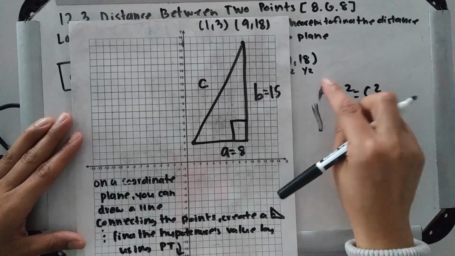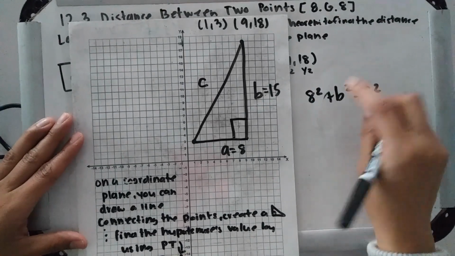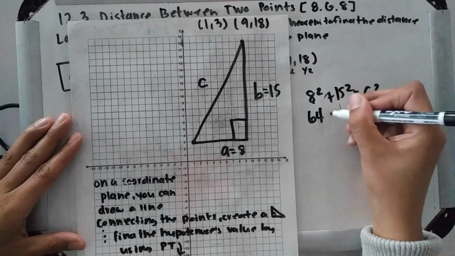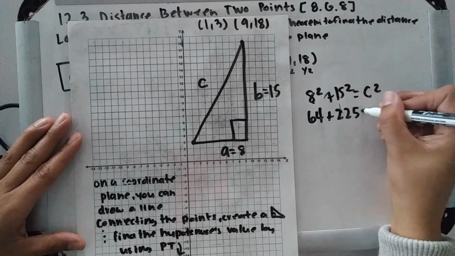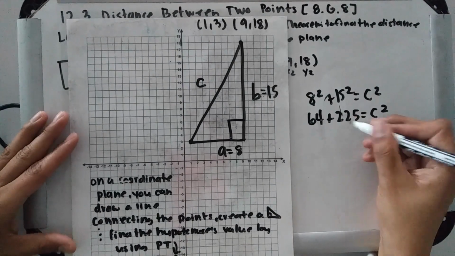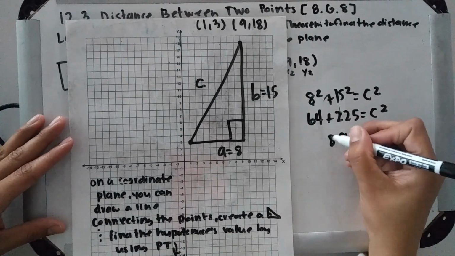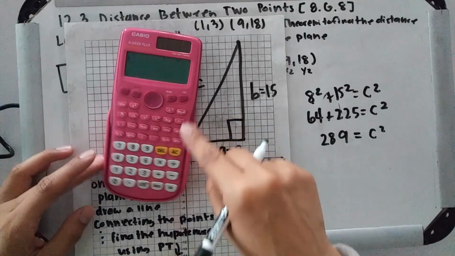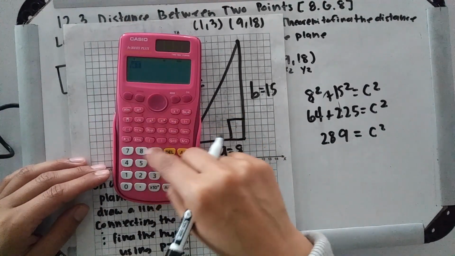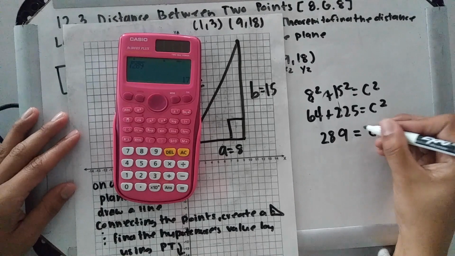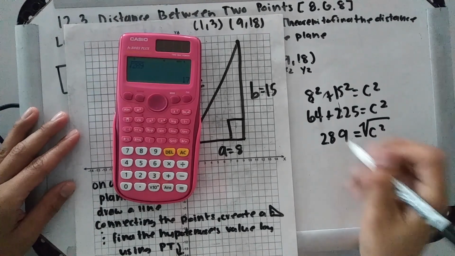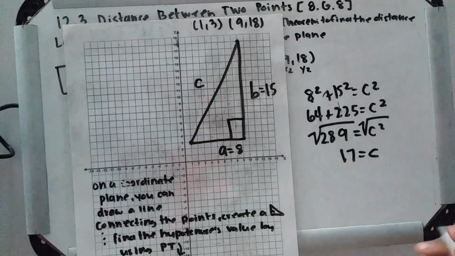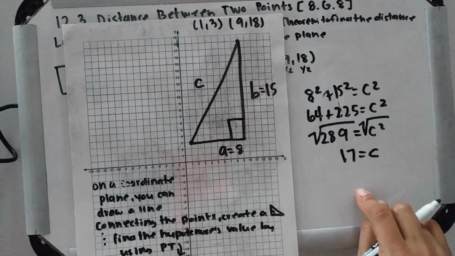A is 8, so 8 squared. B is 15, and I don't know my C. 8 squared is 64, 15 squared is 225, and then I don't know C. And then when I add these two together, I should get 289. And the square root of 289, I believe, is 17. Yep. So then remember, I have to square root this to get rid of the square, and then 17 is my C. Okay? So that's the distance between this point and that point if I use Pythagorean theorem.